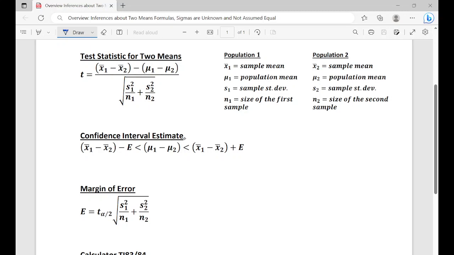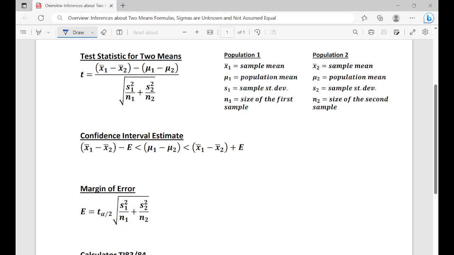For the confidence interval estimate, you would take the sample mean of the first group and the second group, subtract them, and then subtract the margin of error. And then you would also subtract the two sample means and add the margin of error to get your confidence interval, left and right hand side. To actually find the margin of error itself, you would use this formula down here. E equals t sub alpha over 2, your critical value for t, multiplied by this, which again, the notation in here is the same as what's up here. So using this formula here, you would get the margin of error.